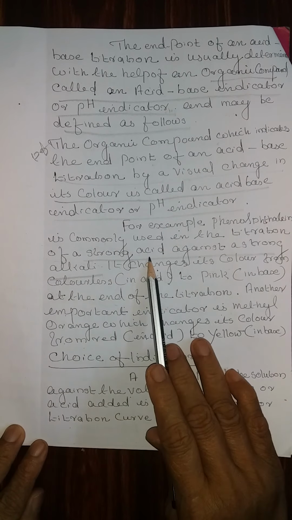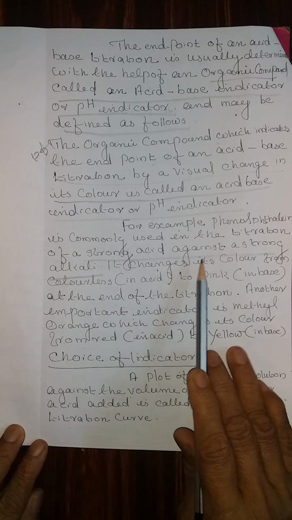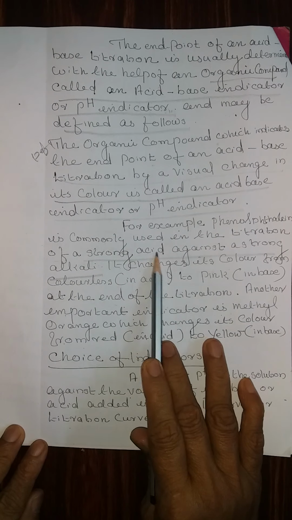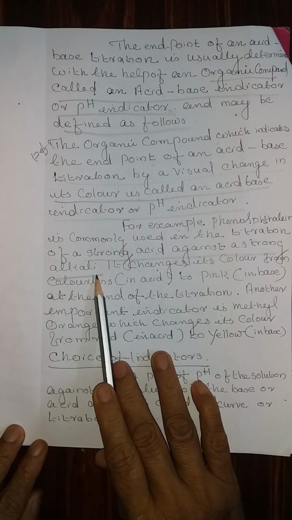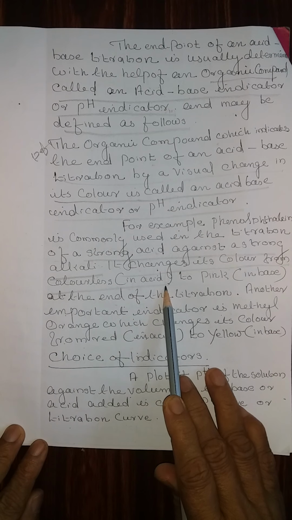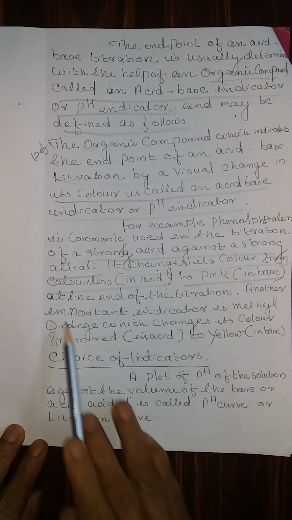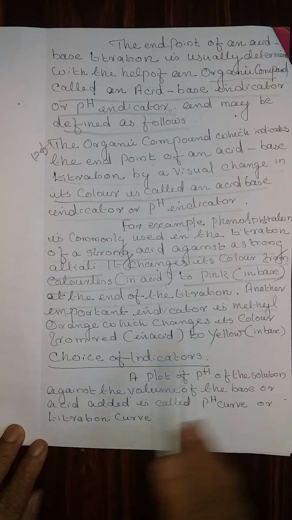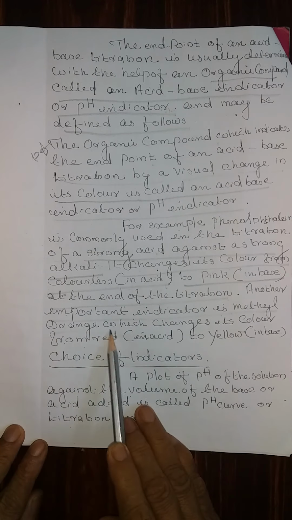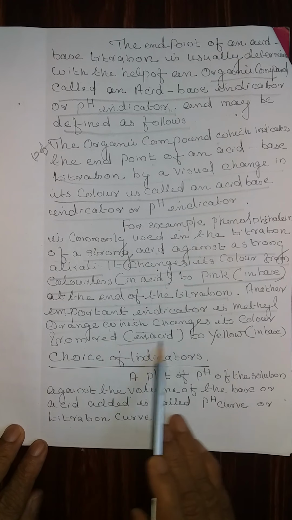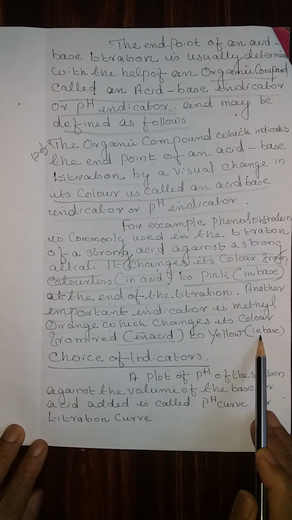For example, phenolphthalein is commonly used in the titration of a strong acid and a strong alkali. That means different indicators are used for different purposes. Phenolphthalein is normally used for a strong acid and a strong alkali or base. It changes its color from colorless in acid to pink in base at the end of the titration. Another important indicator is methyl orange, which changes its color from red in the acid to yellow in the base.